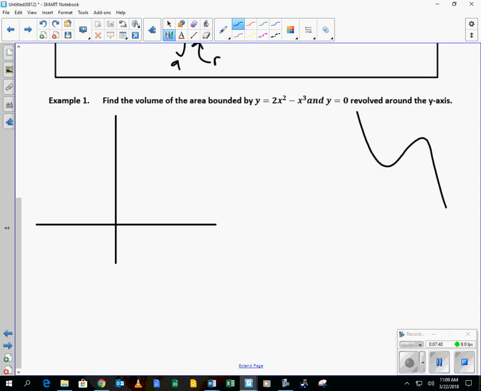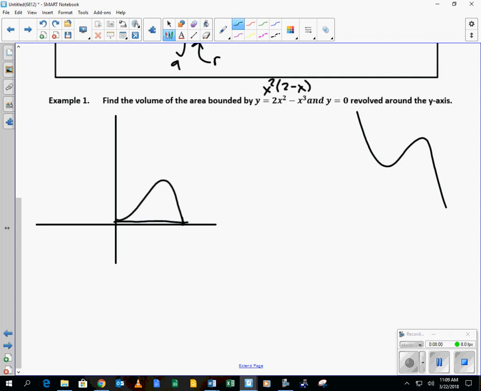Looks like that? Very good. So he factors out the x squared. He's got 2 minus x, double root at 0, single root at 2. And we're just going to draw this portion of the graph because it's also bounded by y equals 0, which is that x-axis.